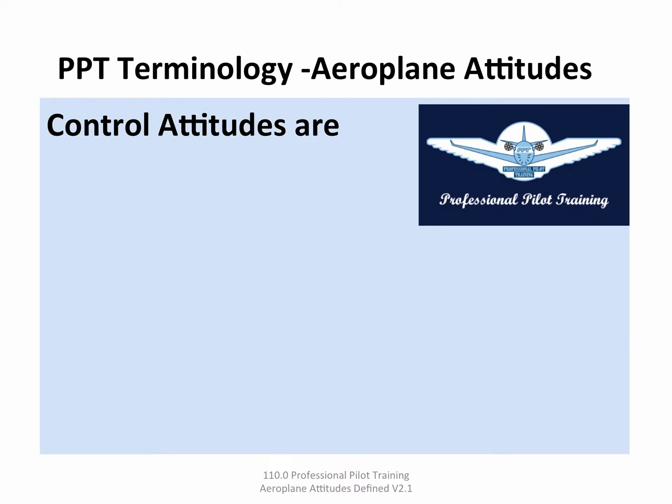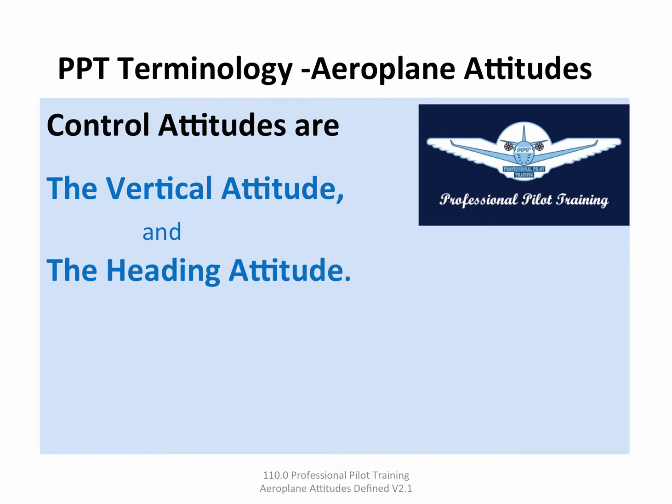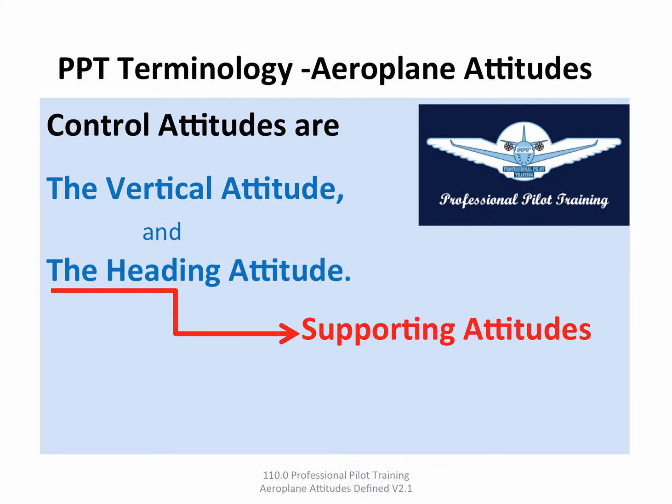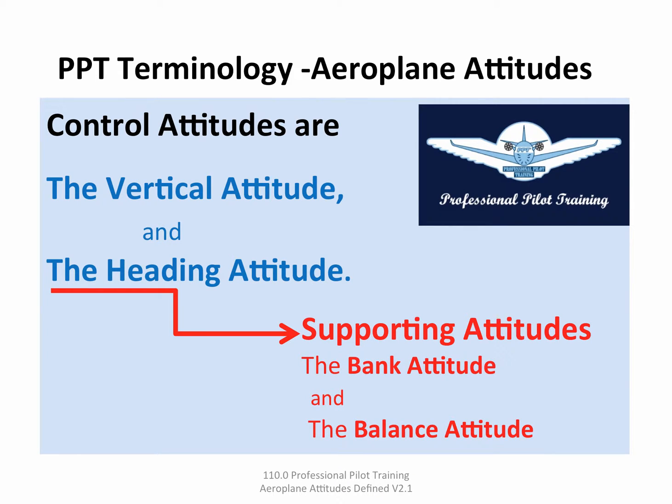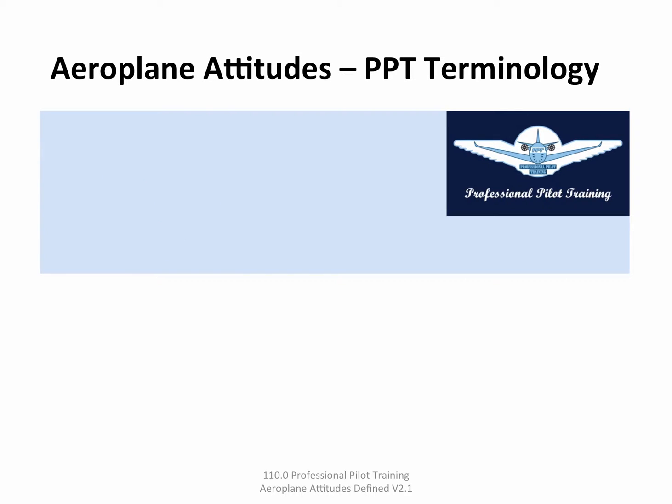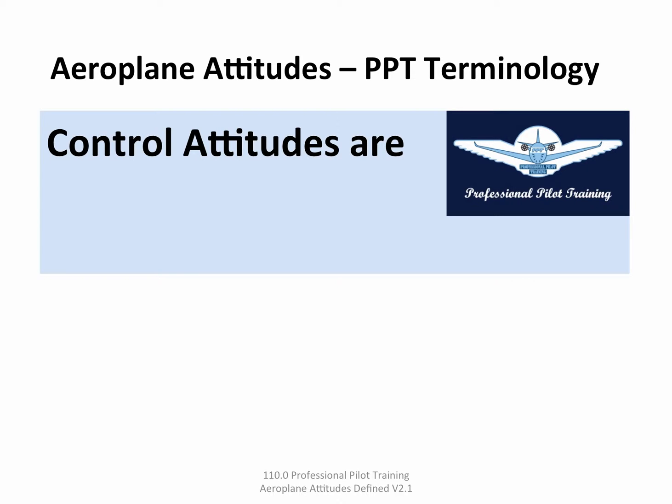I will now summarise PPT's terminology for aeroplane attitudes. There are two control attitudes, the vertical attitude and the heading attitude. The heading attitude has two supporting attitudes, the bank attitude and the balance attitude. I will now define the control attitudes individually. Firstly, the vertical attitude.